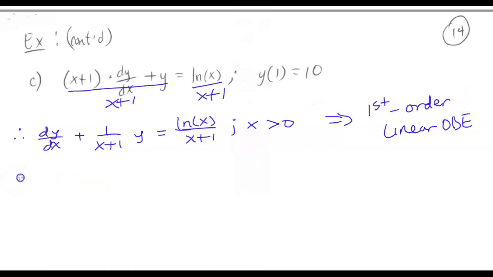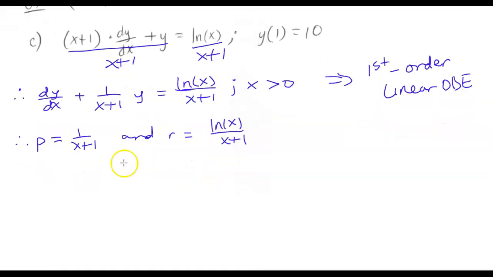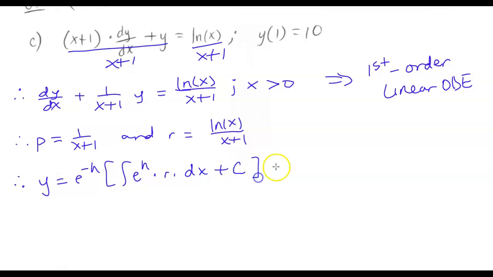And we know from this that our P ends up being 1 over x plus 1, and R is going to be natural log of x over x plus 1. And so since we're using the formula for this, we're going to say that y is equal to e raised to the negative h times integral of e raised to the h times r times dx plus c, where h is going to be integral of p dx.